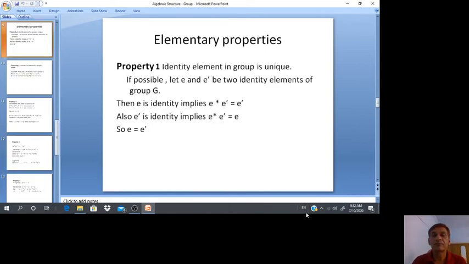Now we consider some elementary properties of a group. The first property is that the identity element in a group is unique. Let us say, if possible, let e and e' be two identity elements of a group G. Then by definition, since e is the identity, e * e' is e'. Also, if we take e' as the identity element, then e * e' is e. So from this, we see that e is the same as e'. So in a group, the identity element is unique.